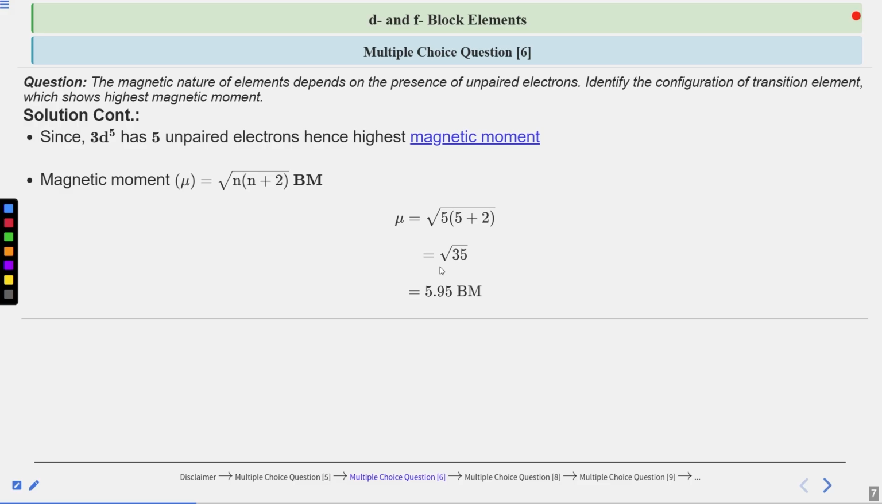So the configuration of the transition element showing the highest magnetic moment will be the configuration having the highest number of unpaired electrons. And here we have this as 3d5. So 3d5 will be our answer. Let's move on to our next question.